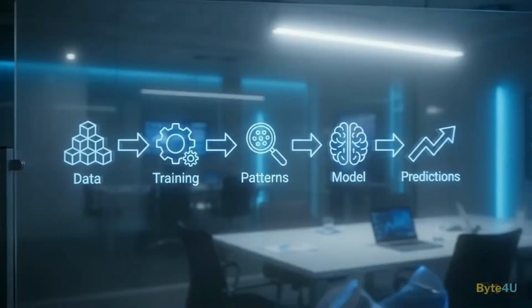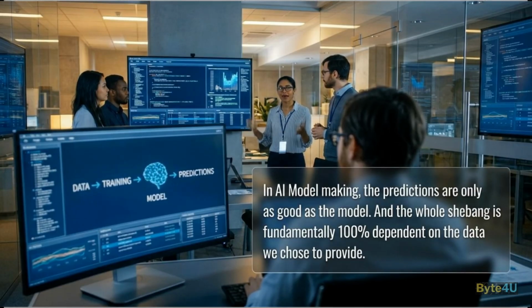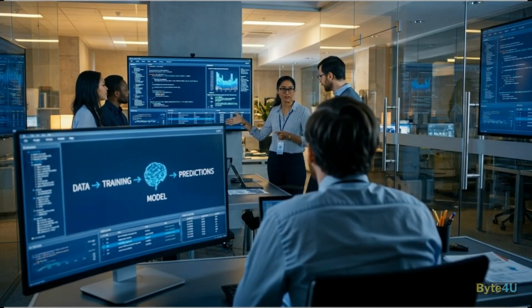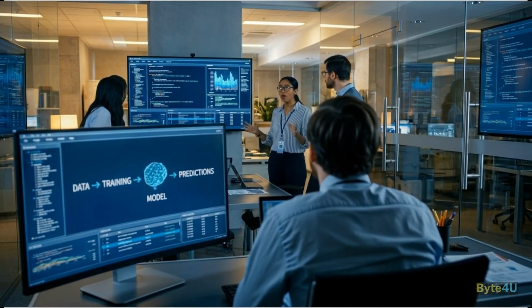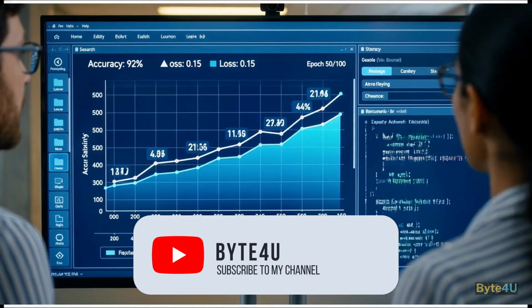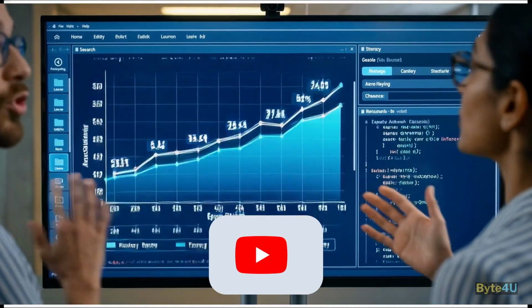So whenever you interact with an AI system from here on out, just remember this simple, continuous whiteboard sketch we built together. The predictions you get on your screen are only as good as the model that made them. That model relies entirely on the patterns found during training, and all of that, the whole shebang, is fundamentally 100% dependent on the data we chose to provide in the very beginning.